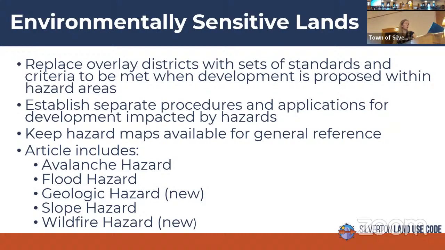But in the current draft, there are 5 types of hazards and associated standards, and those are avalanche, flood, geologic, slope, and wildfire. And geologic and wildfire are new. Next slide, please.